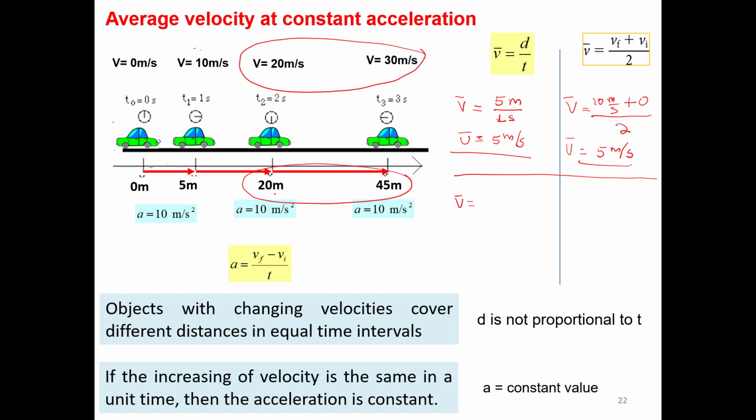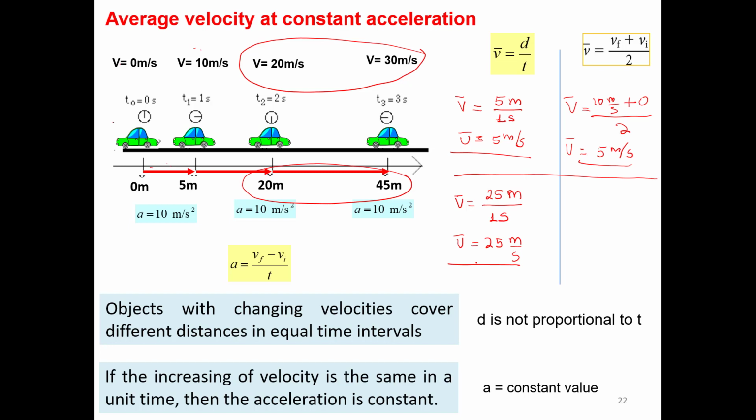I will just write 25. I don't have more space here. Then it's 25 meters. The distance in this case will be 45 minus 20, which is 25 meters. Time, 3 minus 2, is 1 second. Then the average velocity will be 25 meters per second.